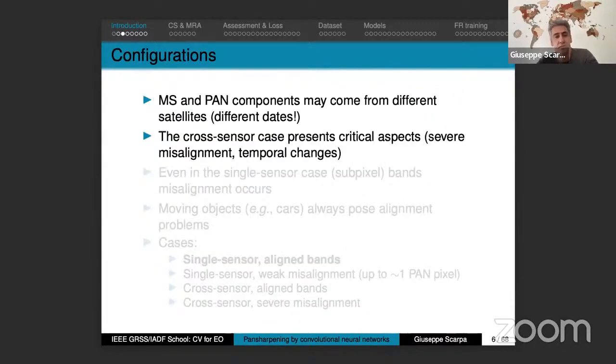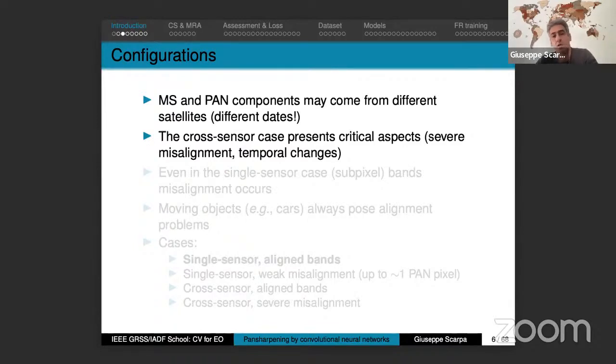Pan-sharpening is a fusion problem that can involve a single satellite or 2 different ones. In the latter case, the multispectral component and the PAN are acquired in slightly different dates, typically a few days, which can give rise to mismatches between the 2 components due to local or global temporal changes originated by anthropic or non-anthropic events, moving objects, weather conditions, flooding, earthquakes, and whatever.